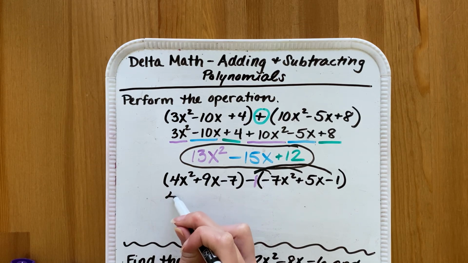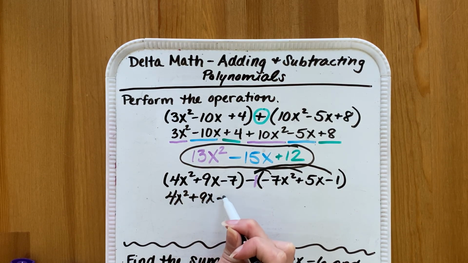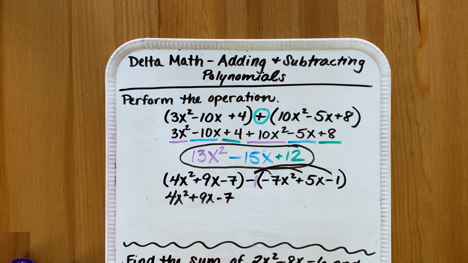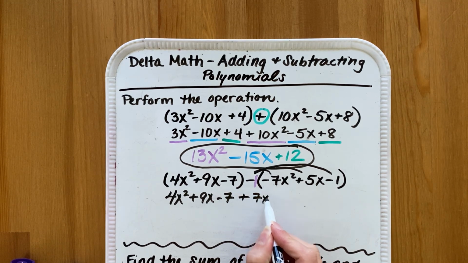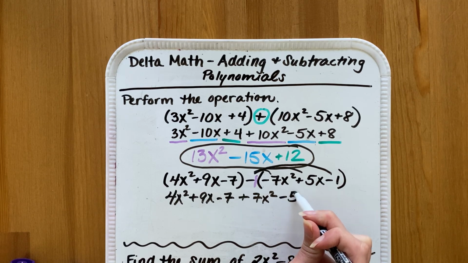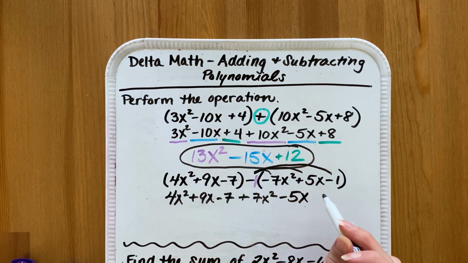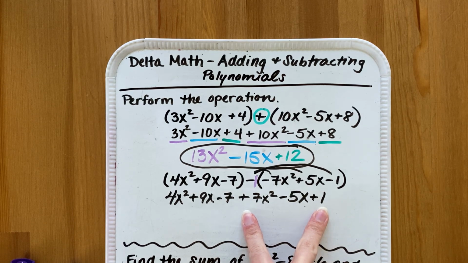So I'm going to drop the first set of parentheses and just bring all of that stuff straight down. Then I'm going to multiply. So I have negative 1 times negative 7 makes positive 7x squared. Negative 1 times 5x makes negative 5x. And negative 1 times negative 1 makes positive 1. Now you can also just think about changing all of these signs. That's effectively all that's happened there.